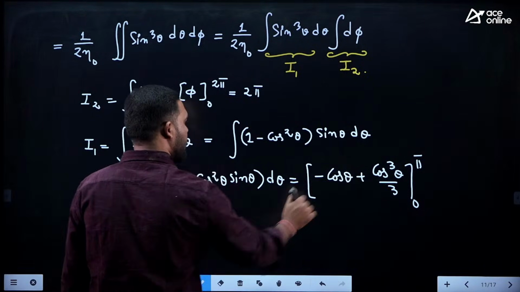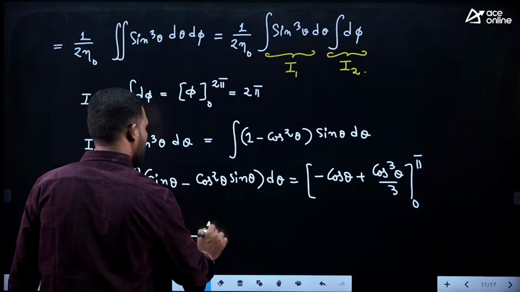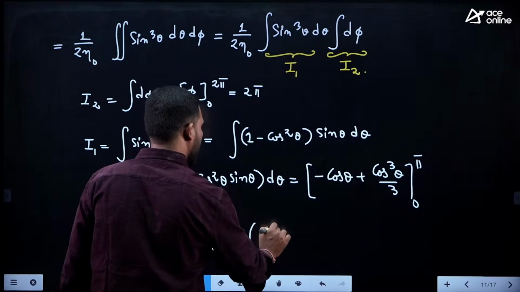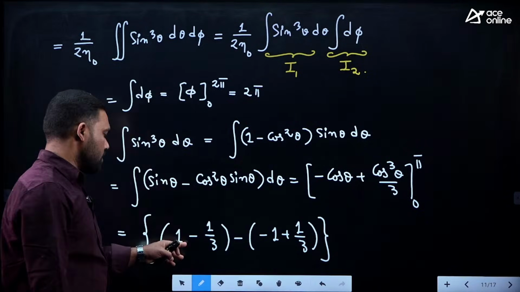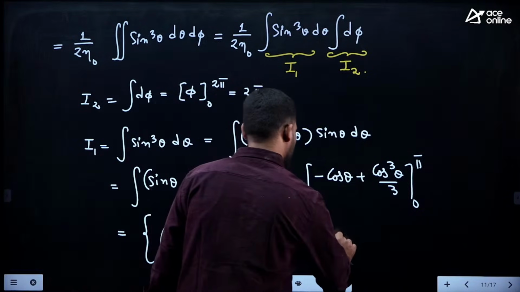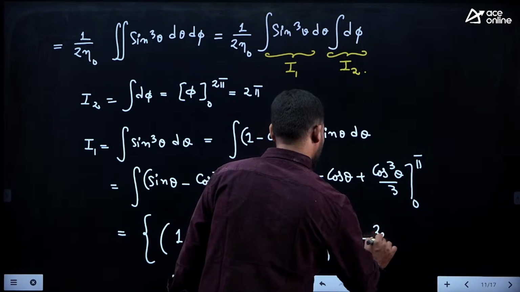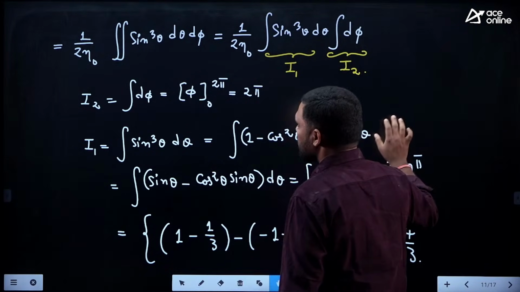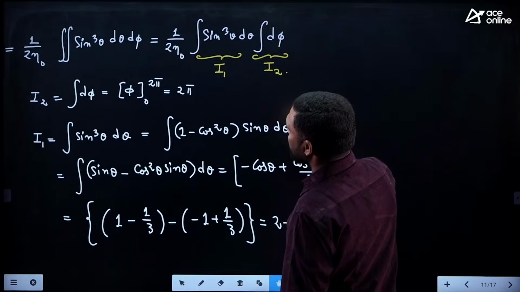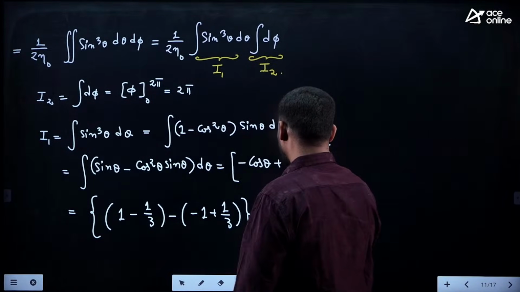So it is upper limit minus lower limit, it is 1 minus 1 by 3 minus, minus 1 plus 1 by 3. So you can check, this is 2 minus 2 by 3, which is 4 by 3. So you got all the values, just substitute them in the integral. So you are going to get the total power radiated from the antenna.